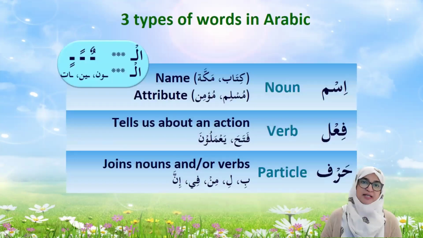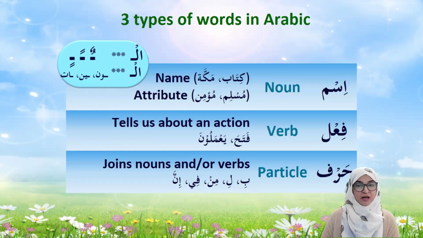We also learned that there are three types of words in Arabic. What are they? Ism. Ism means the name of a person, place, or thing, and their attribute. An attribute is like Muslim, that's also a noun. And we learned fa'al. What is fa'al? Verb. A verb is anything which shows action, like fataha. Fataha means open. So open is an action.